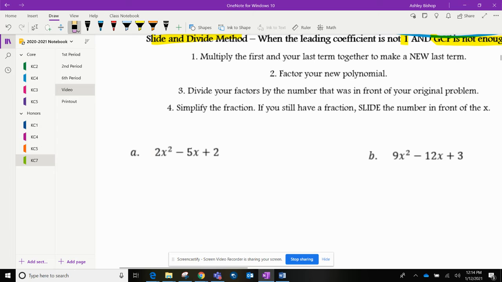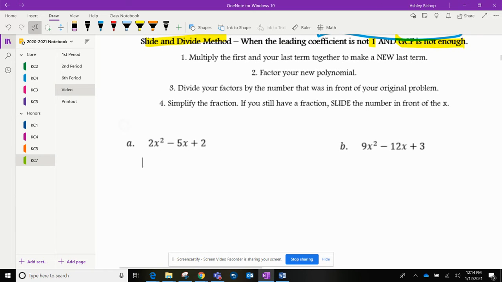Well, I hope you agree with me that I can't find a greatest common factor that goes into each one of these evenly. You kind of want to divide everything by 2, but you know that that won't work with the 5. So when the greatest common factor doesn't work, we're going to do slide and divide method, and this will always work. So let's follow these steps here.